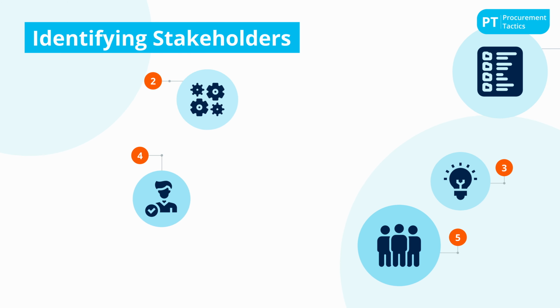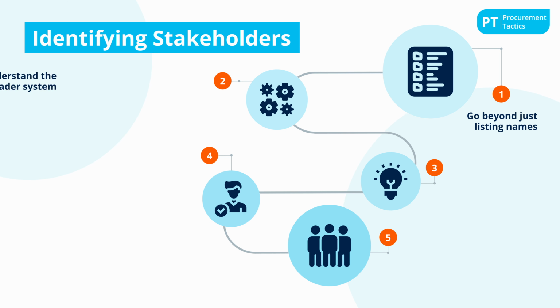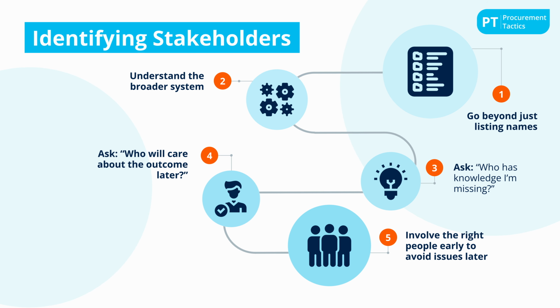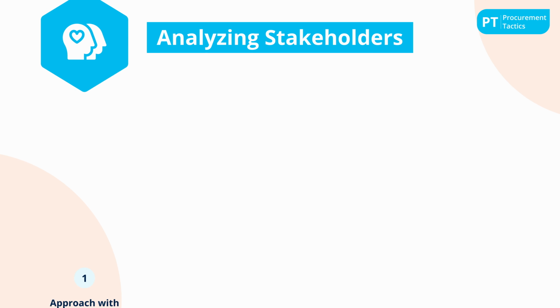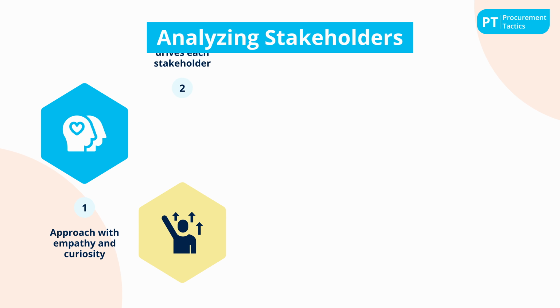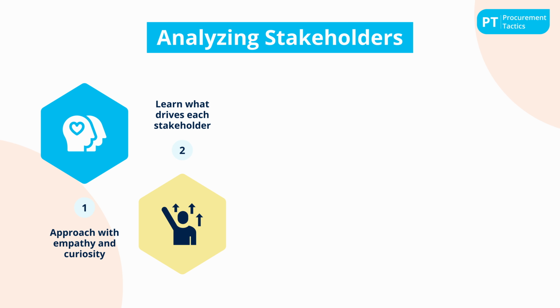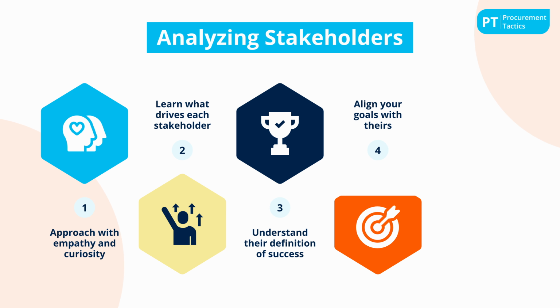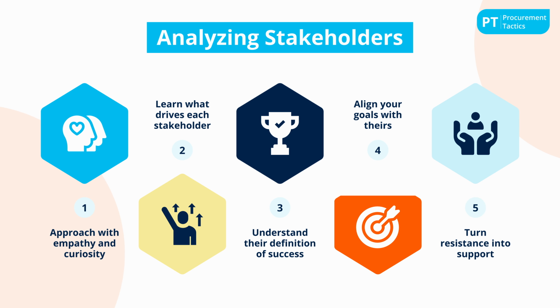Identifying stakeholders involves more than just listing names. It's about developing awareness of the broader system. Ask yourself, who has knowledge I might be missing? Who will care about the outcome later? Involving the right people early often prevents issues later. Analyzing stakeholders requires empathy and curiosity. You're not just categorizing people, you're learning what drives them. If you know what success looks like for them, you can align your goals way more easily. This step helps turn resistance into support.